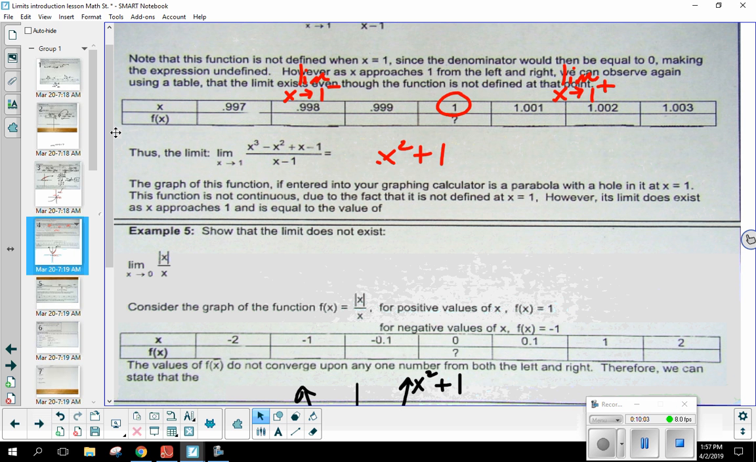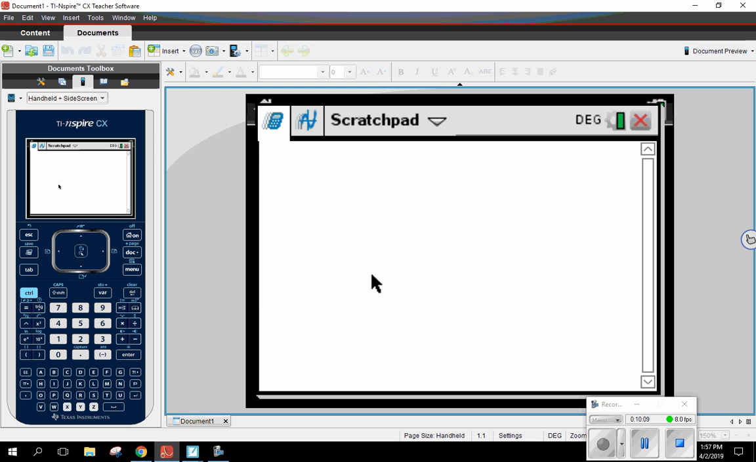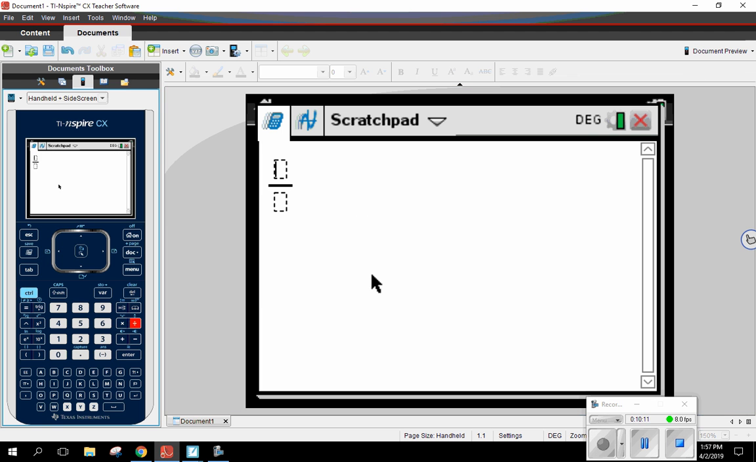Let's see what we have here. It's x cubed minus x squared plus x plus 1. So let me get rid of all this here. Okay, so it was x cubed. So I'm going to go ahead and say parentheses 0.997. Oop, not 77.